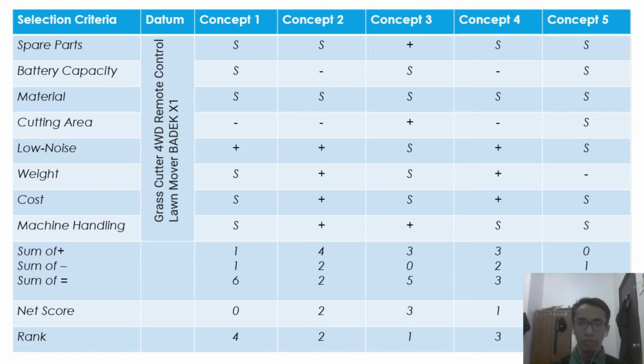Finally, for concept number 5, all the criteria are the same as the datum. Besides, just one criterion is worse than the datum, which is its weight. It is because the mower of concept design 5 uses material that is heavy, and it uses a type of motor unit that is heavier than the usual one. Based on the net score, we get that concept design number 3 is at first rank, and the last rank is concept design number 5. Based on the Pugh method, concept design number 3 was chosen to proceed to the next step.